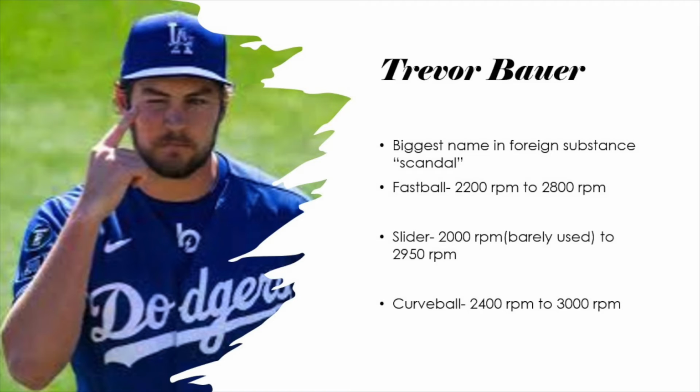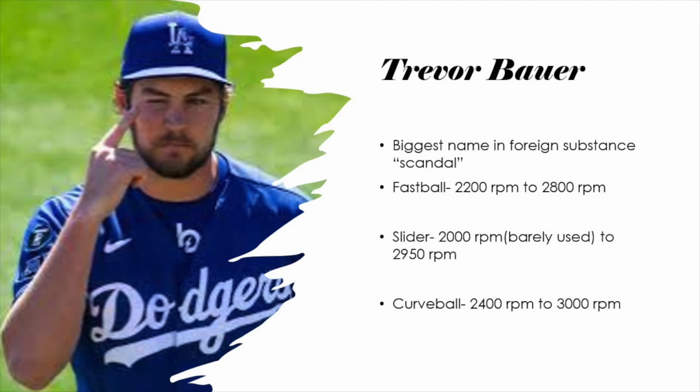But back in 2015, he had a fastball spin rate of 2,200, and he was around a league average pitcher. He was nothing special. And then last year in 2020, he increased his spin rate with foreign substances to about 2,800 RPM, which was the highest in the MLB for fastball. And in that year, he won the National League Cy Young, which is awarded to the best pitcher in the National League. And his stats were absolutely off the charts.